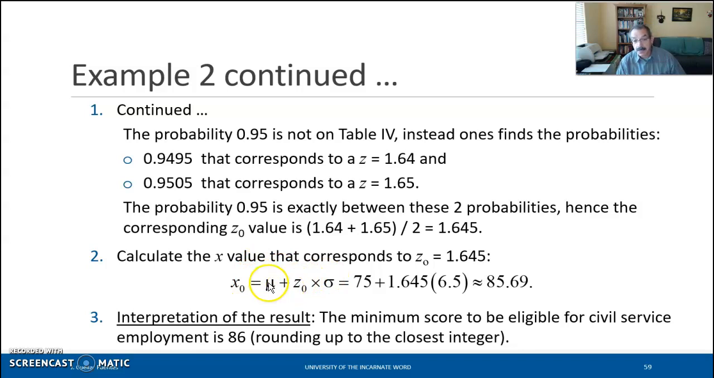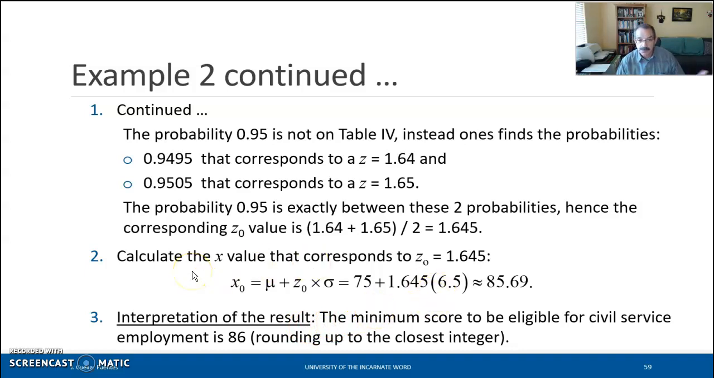So we use the mean of this distribution, which is 75, plus the z-value that we found, times the standard deviation, and that gives you 85.69. So this is the value we're looking for. Now we need to interpret it. This number represents a minimum score to be eligible for civil service. And because they're using integers, we will say that the minimum score to be eligible for civil service employment is 86, because we round it up to the closest integer.